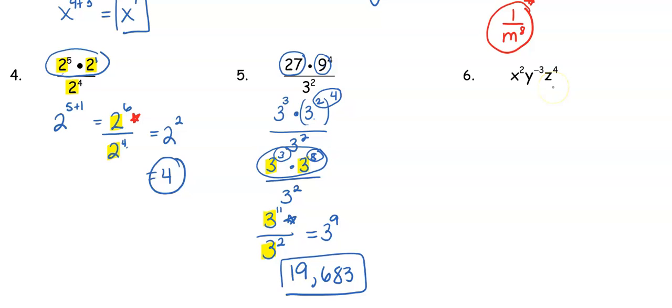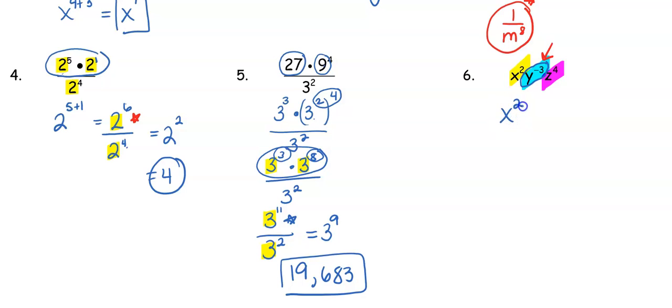Number 6, I look and I have x's in only one spot. I have y's in only one spot. I've got z's in only one spot. Okay, so I can't combine any of those pieces together. The only thing wrong with this one is that I have a negative for the y. And we want to be careful because only the y has a negative exponent.